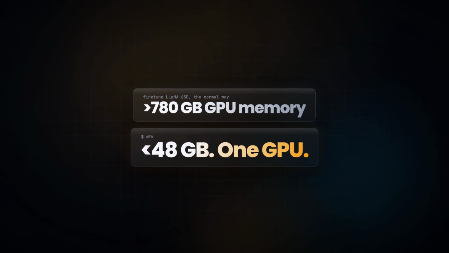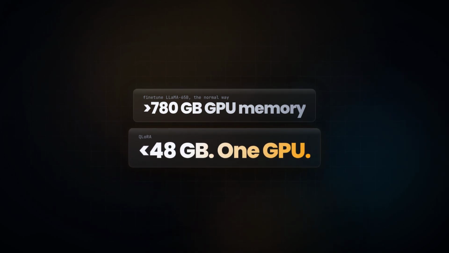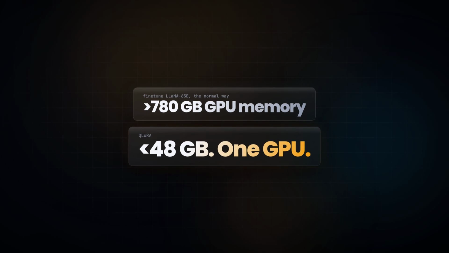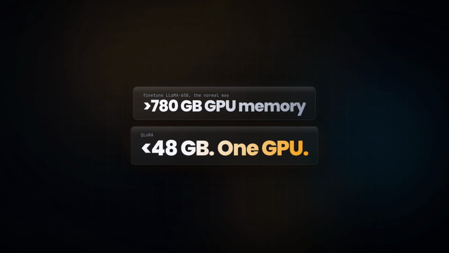Fine-tuning a 65B model the standard way needs more than 780 gigabytes of GPU memory. Weights, gradients, optimizer states, the works. QLoRA got that under 48. One professional GPU, matching full 16-bit fine-tuning quality. Three tricks, and they're all delightful.